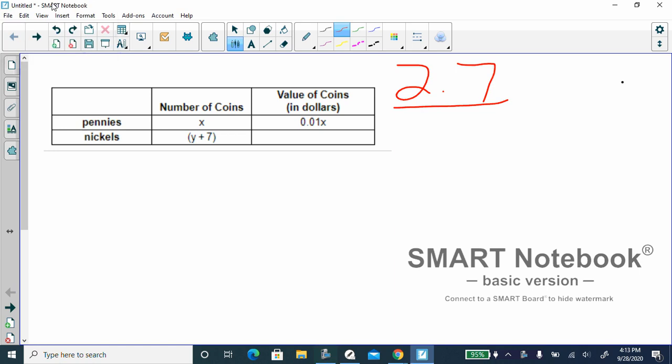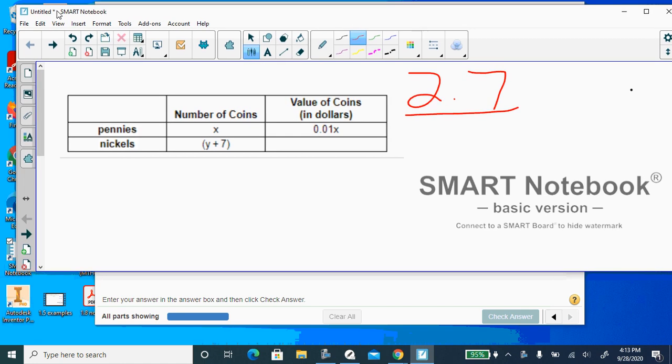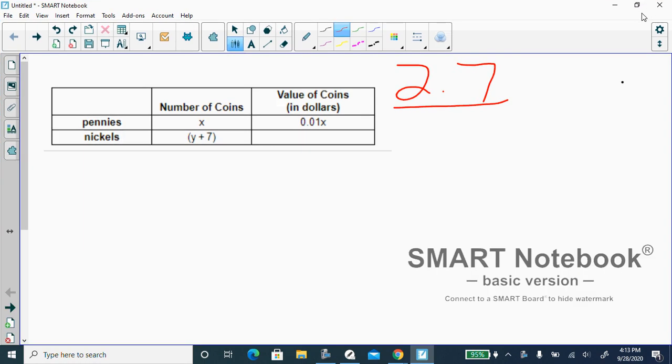This is a short section, so let's work through a couple. They give us a table and ask us to write a formula or an expression to express money's value. If X stands for how many coins and we have pennies, let's write an expression to describe the value in terms of dollars if we have X coins.